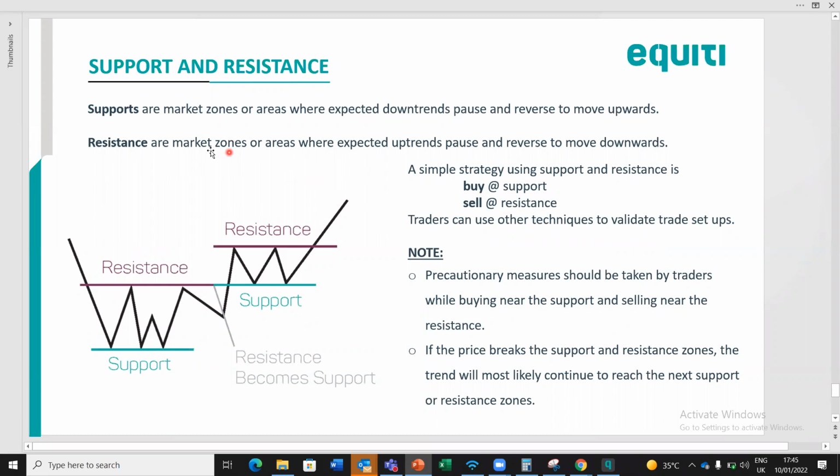Supports are market zones or areas where expected downtrends pause and reverse to move upwards.